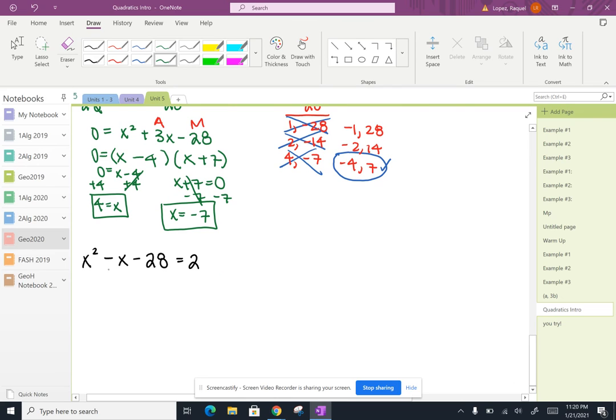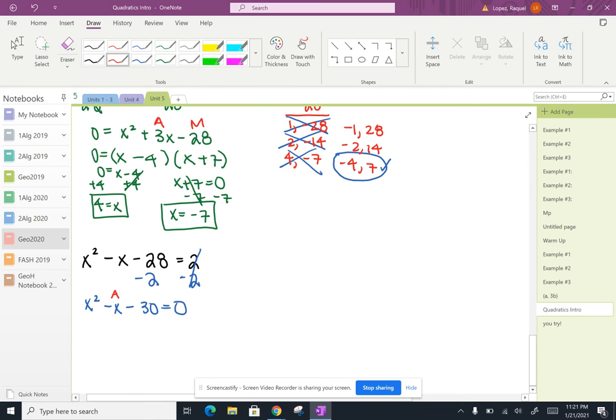So I've got x squared minus x minus 28 equals 2. Again, before I do anything, I need to make sure that it's set equal to 0. So I need to subtract 2 on both sides of the equation. So I end up with x squared minus x minus 30 equals 0. Now that everything is set equal to 0 and everything is in order, I've got x squared followed by my x followed by my constant. I'm good to go and I can factor.